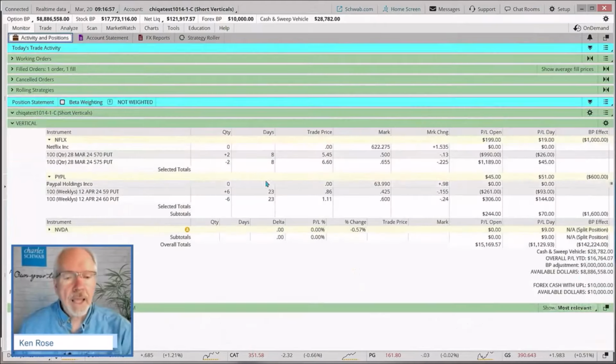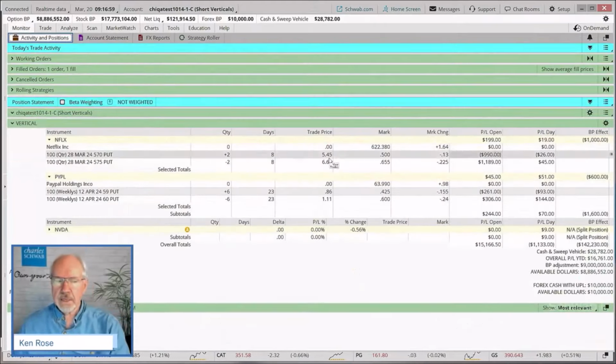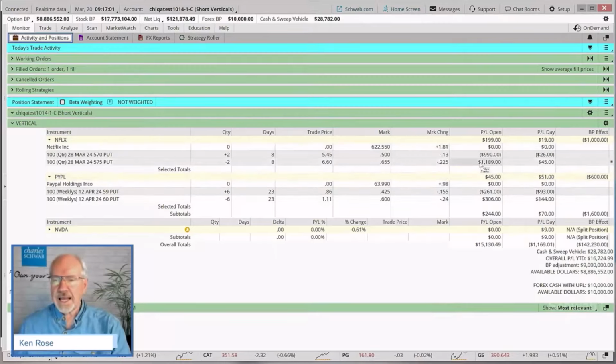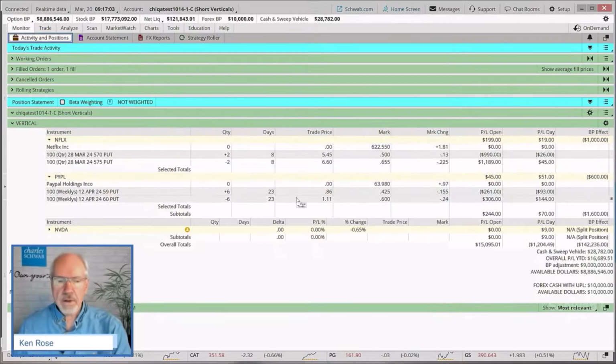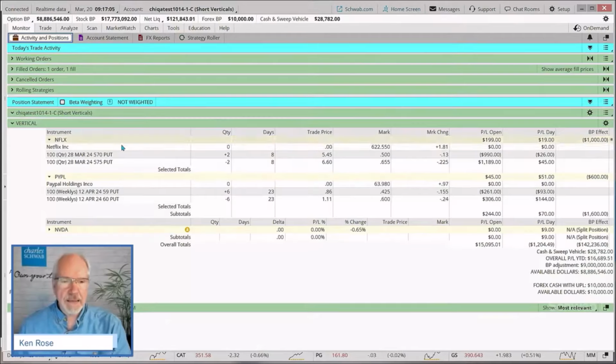Okay. All right, so we've kind of looked at that. So let's go ahead and look to add another new short vertical. We've seen this. We've discussed how to exit these on the thinkorswim platform.